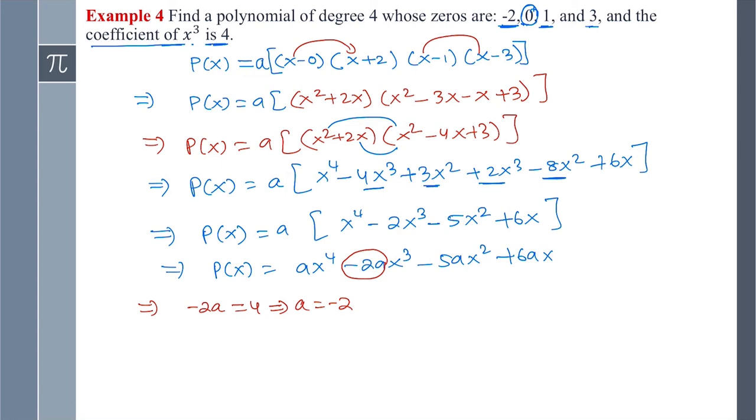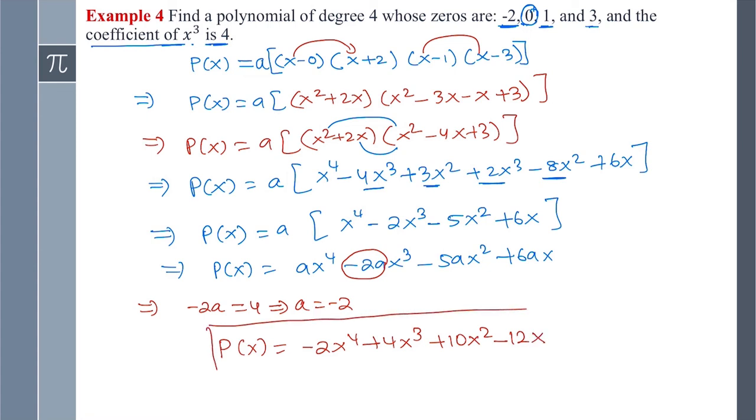So that means our polynomial is p of x equals, if a is negative 2, then that's negative 2x to the fourth. Now if a is negative 2, that becomes plus 4x cubed. And then that becomes plus 10x squared. And then that becomes minus 12x. And this is the polynomial as asked by the question.